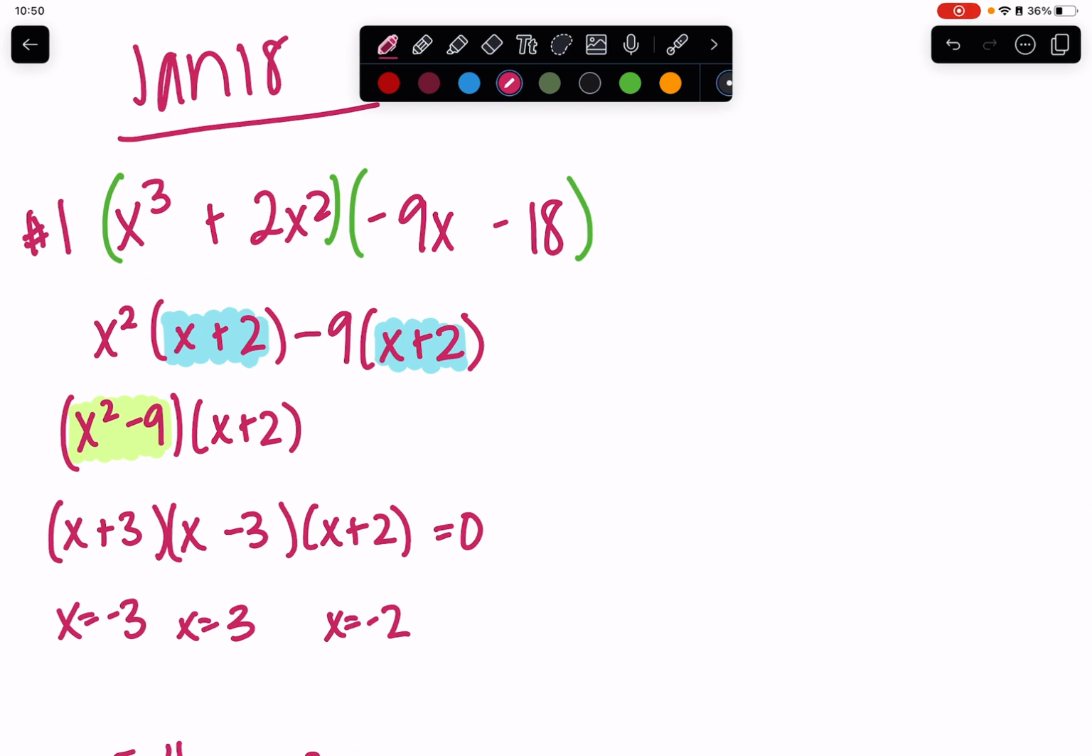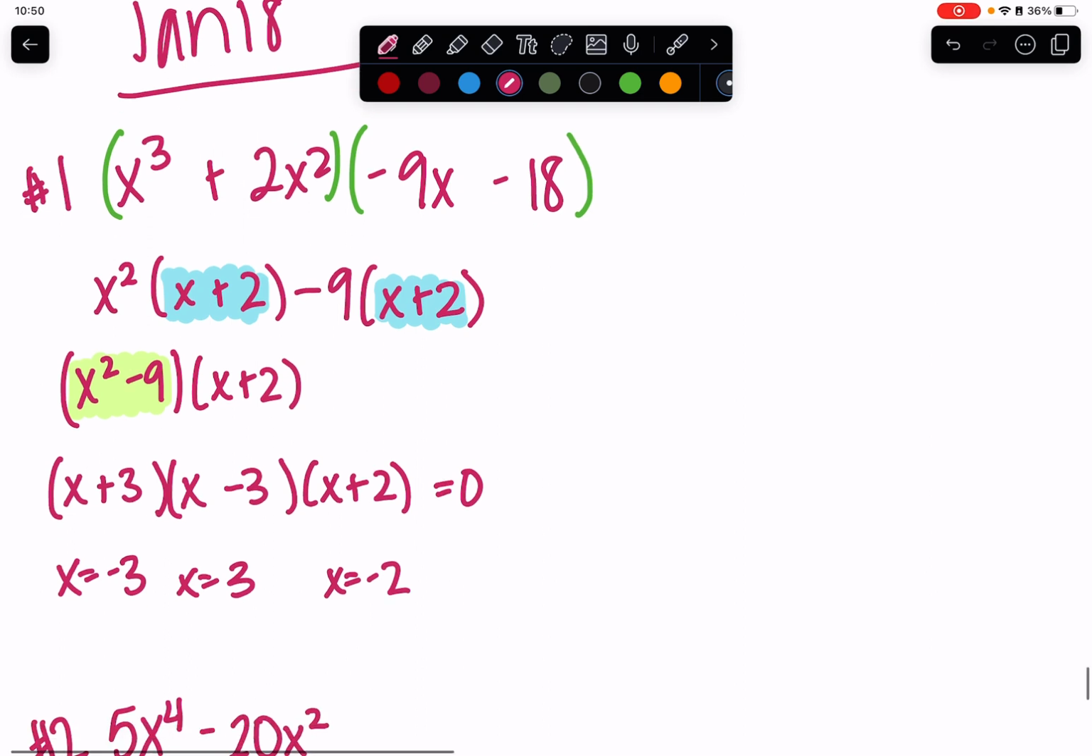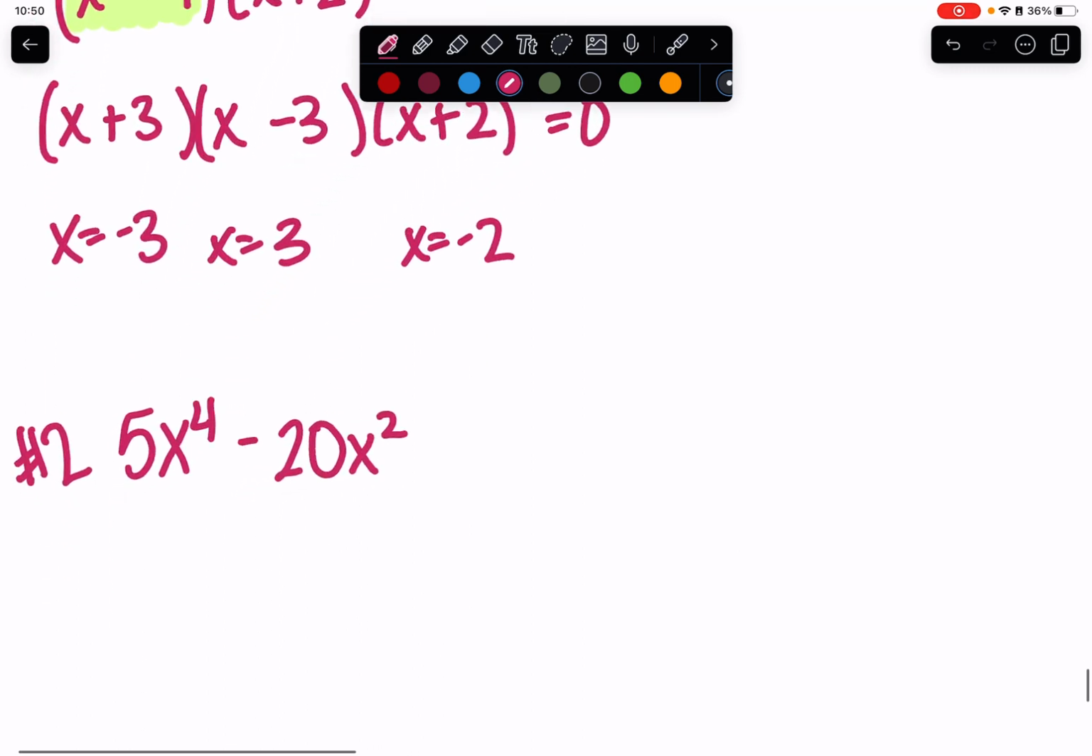So that is, you'll see that over and over and over again. You want to check for factorability, check, can you keep going? Can you see a difference of squares? Okay, so then number 2, I like this one as well.